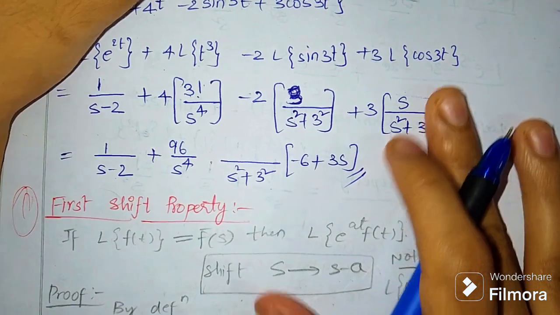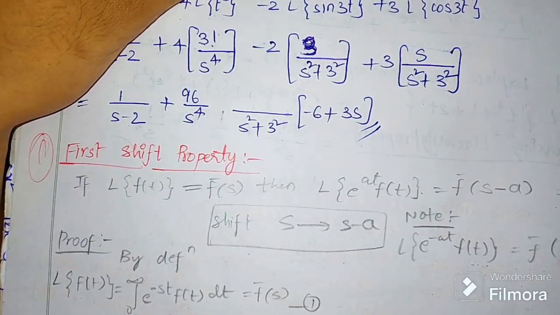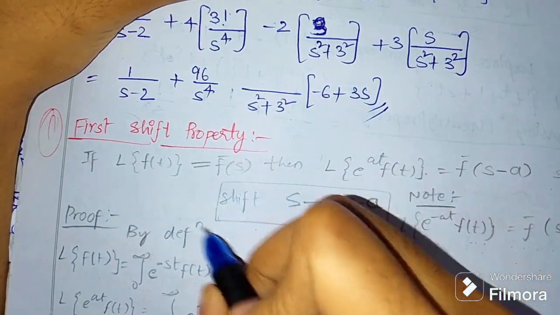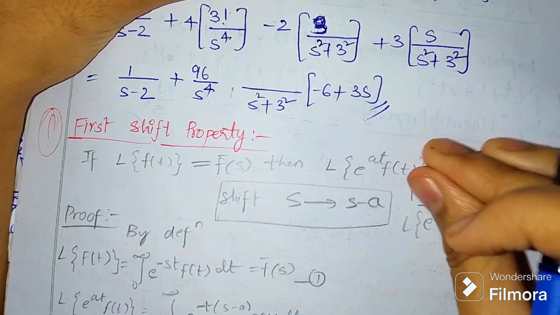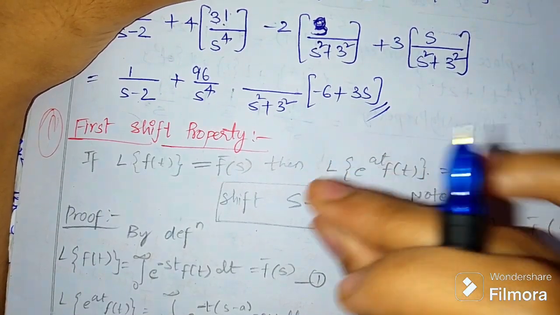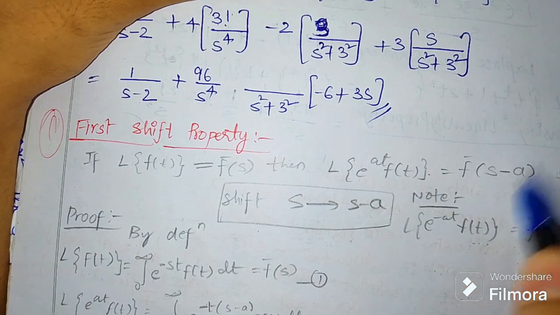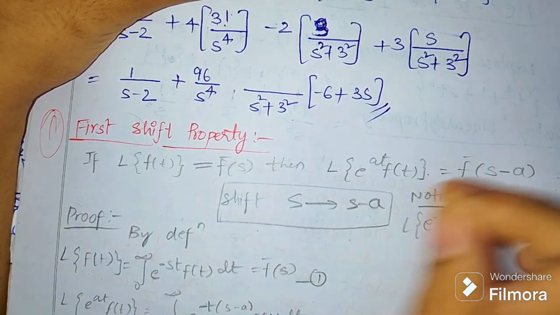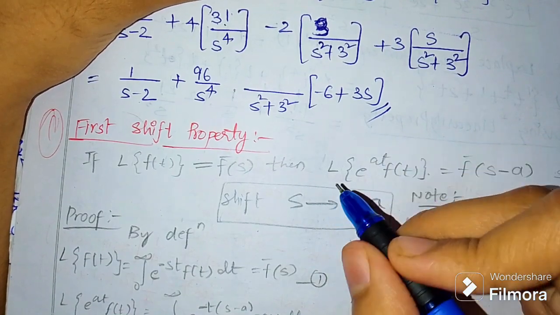Now let's see what this first shift property is. This is a very important property, and very simple. What it says is, if a function is multiplying with the exponent term e power at and you have to find its Laplace, whatever answer you get, lastly you should substitute s to s minus a in place of s. If a is positive, you shift s to s minus a; if a is negative, you shift s to s plus a.